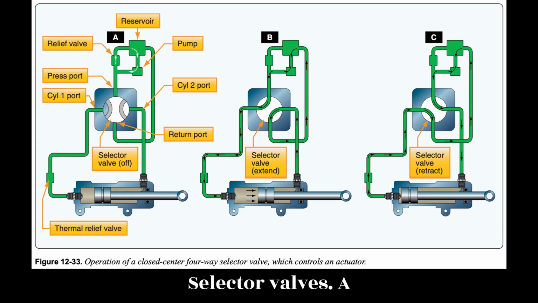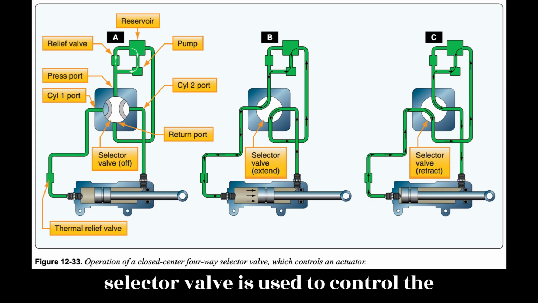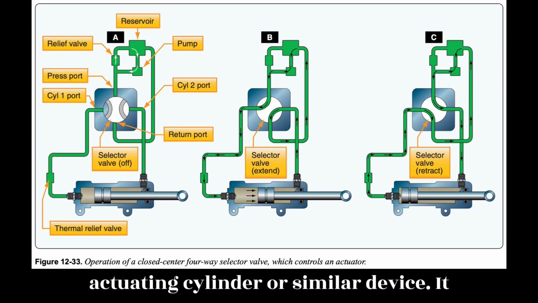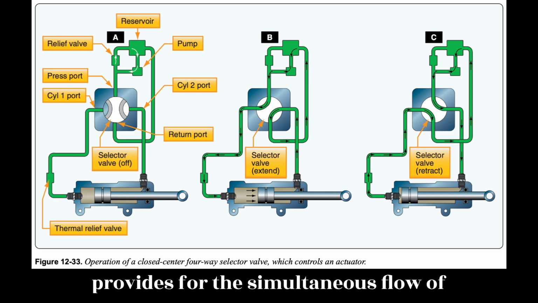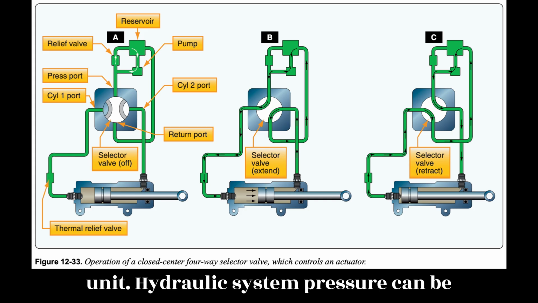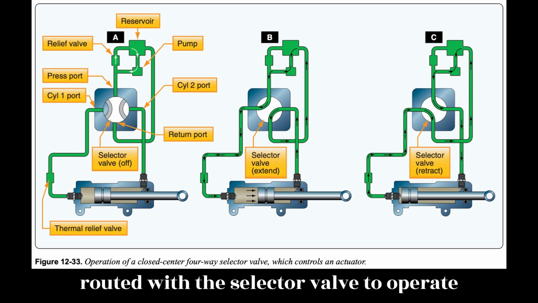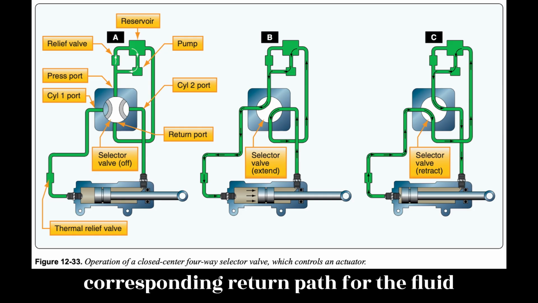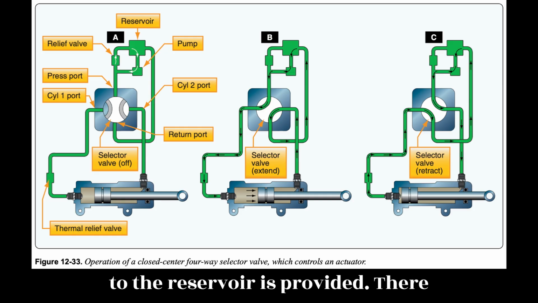Selector valves. A selector valve is used to control the direction of movement of a hydraulic actuating cylinder or similar device. It provides for the simultaneous flow of hydraulic fluid both into and out of the unit. Hydraulic system pressure can be routed with the selector valve to operate the unit in either direction, and a corresponding return path for the fluid to the reservoir is provided.